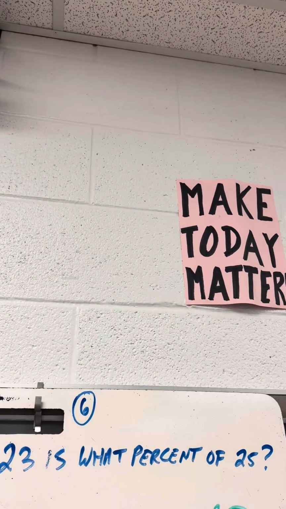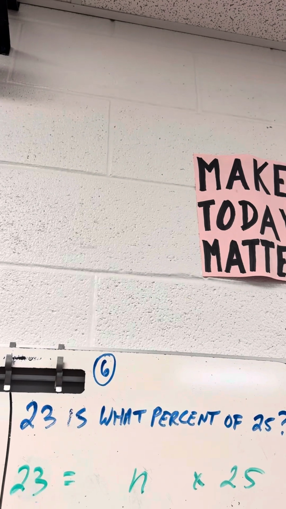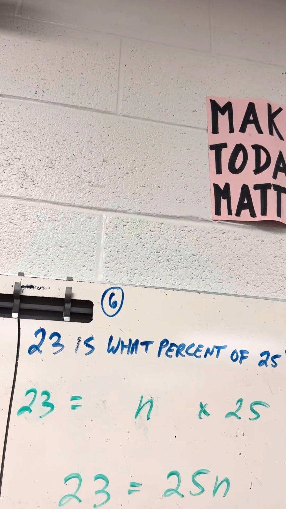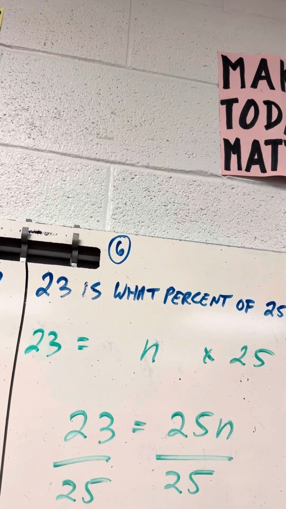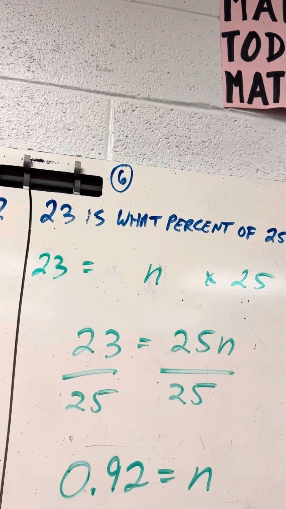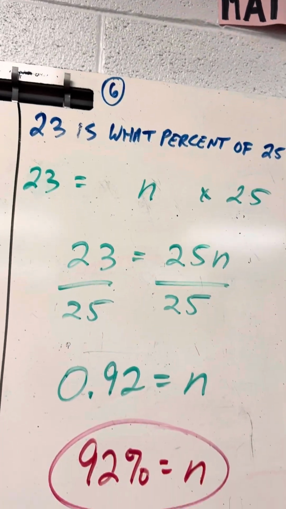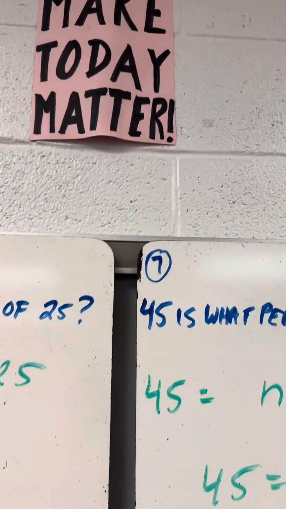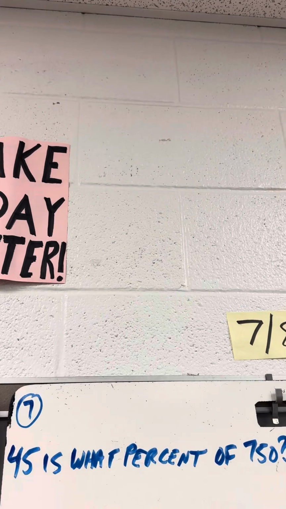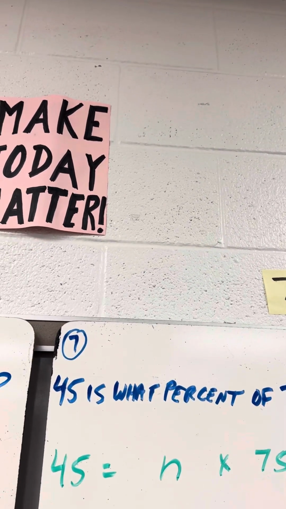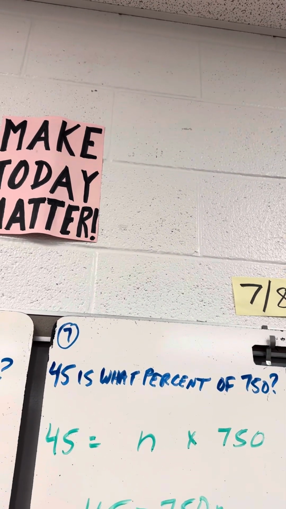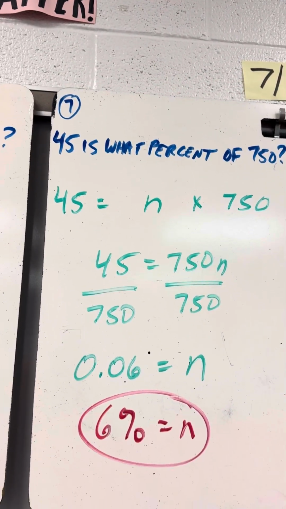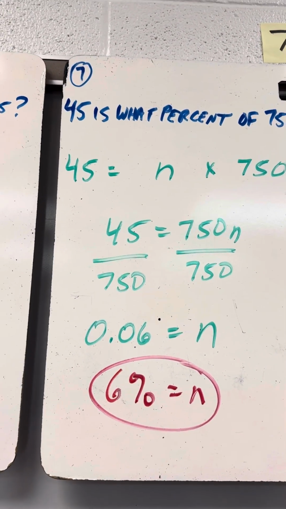23 is what percent of 25? 23 equals N times 25. 23 equals 25N. Divide by 25, and you get 0.92 or 92%. 45 is what percent of 750? 45 equals N times 750. Divide by 750, you get 0.06, which is 6%.